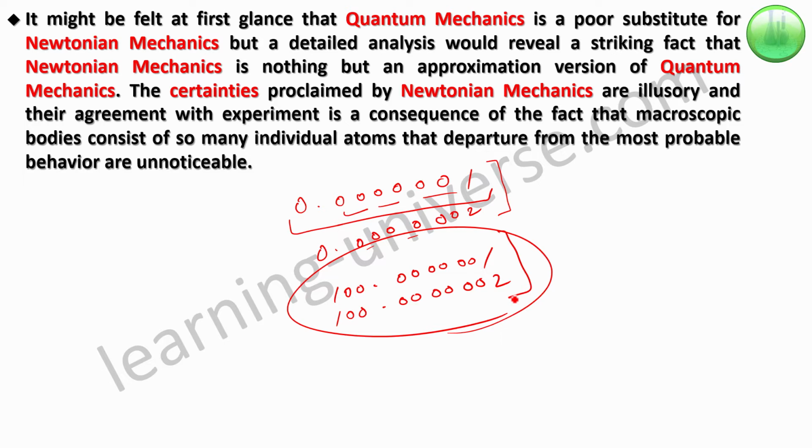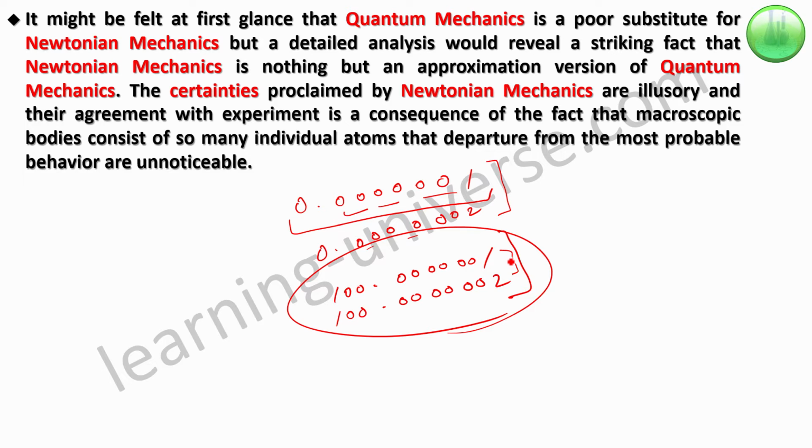So what we are saying is, for macro objects, differences do occur between the value determined and the value expected. But this difference is going to be so small because they are macroscopic objects that the difference is not noticeable at all. Whereas the smaller the values are, the bigger is the jump, or the bigger is the difference between what is expected and what is finally there.